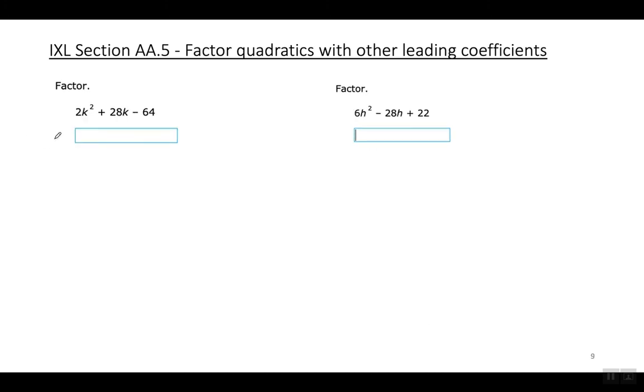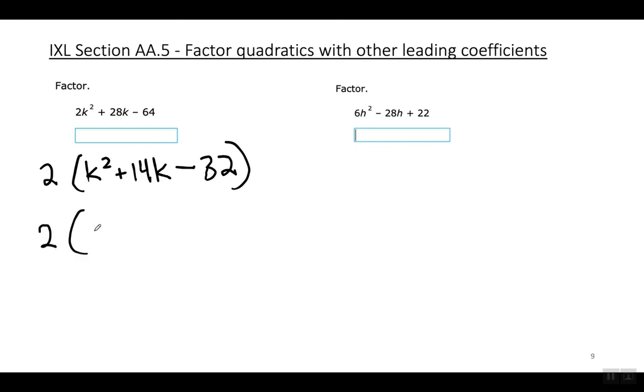All right, so on to this one. The greatest common factor is 2. So when I take that out, I'm going to have k squared plus 14k minus 32. And again, now the leading coefficient is 1, so I could do that one quickly. Just put k and k. And I need two numbers that when you multiply them give you negative 32, but when you add them give you positive 14. And that is going to be, let me think for a second.